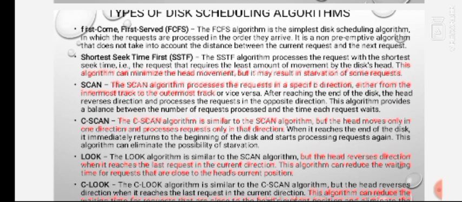The second one is shortest seek time first. The shortest seek time first algorithm processes the request with the shortest seek time, that is, the request that requires the least amount of movement by the disk head. This algorithm can minimize the head movements, but it may result in starvation of some requests.